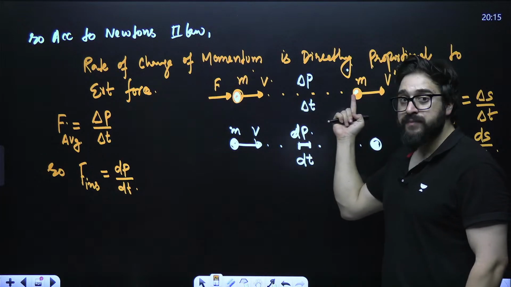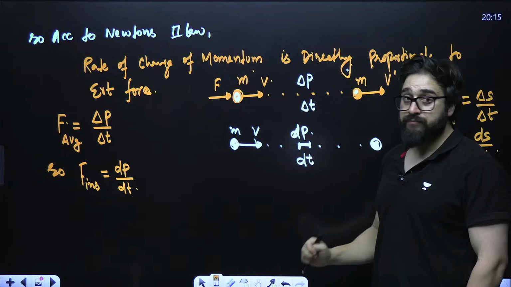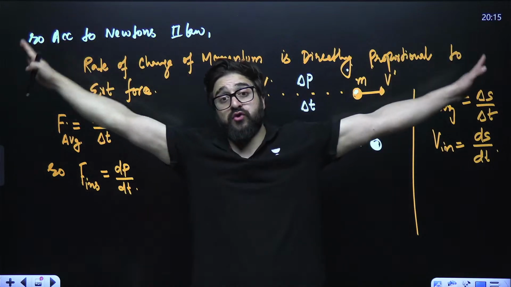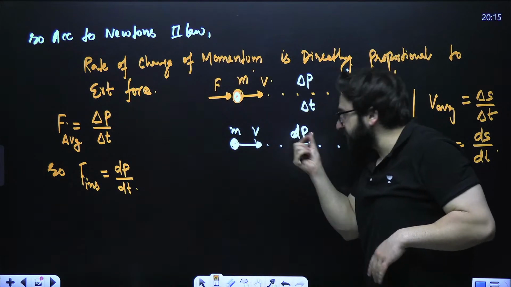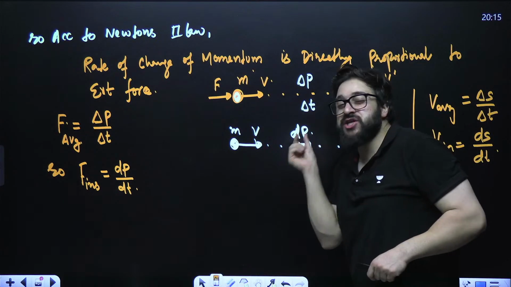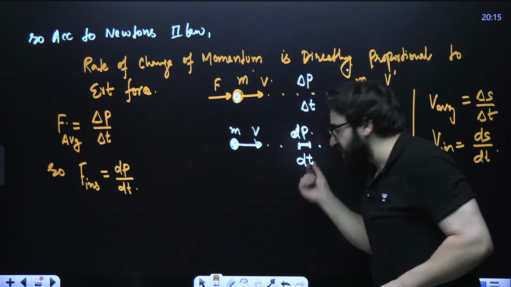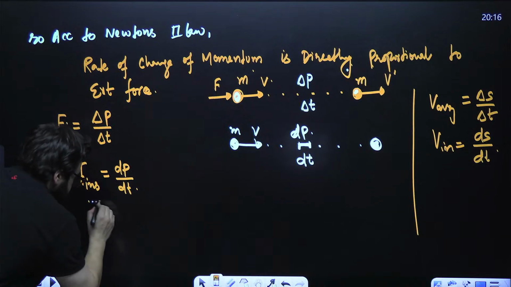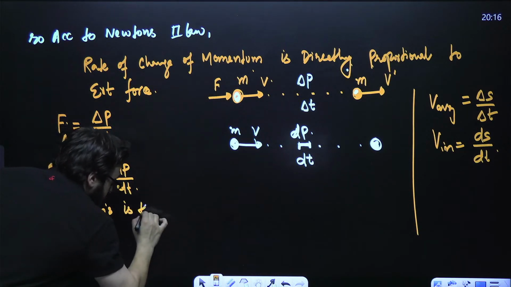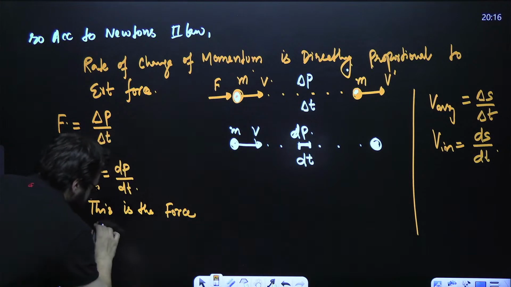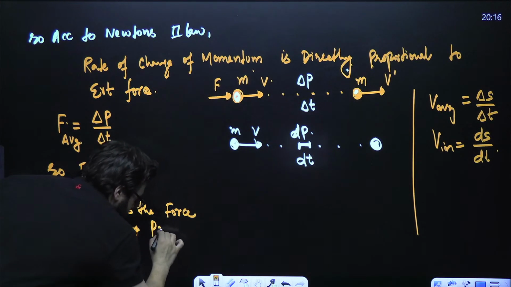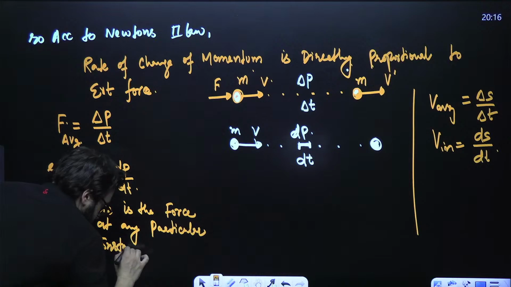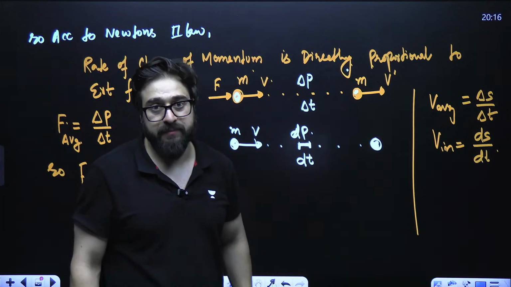From here to here, we say total change in momentum is delta p, and total change in time is delta t. So the force will be, sir, this average force in total. But at any particular instant, how much will be the change in momentum? Very small. How much will be the change in time? Very small. So how much will be the force? That is instantaneous force. This is the force at any particular instant.